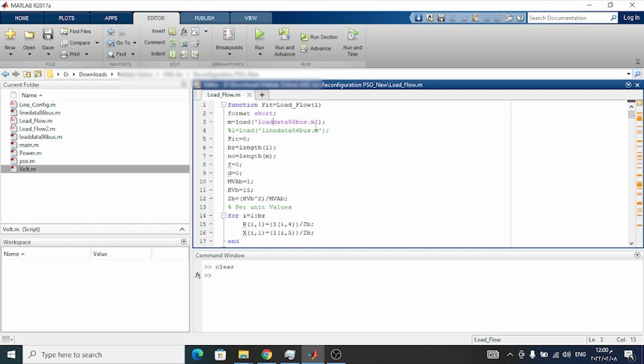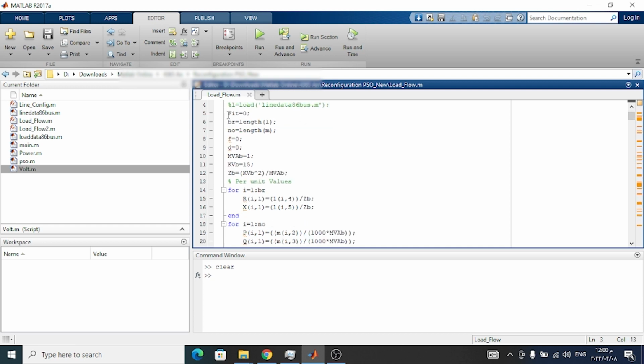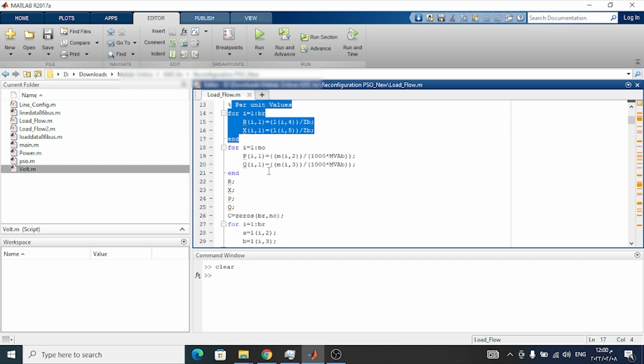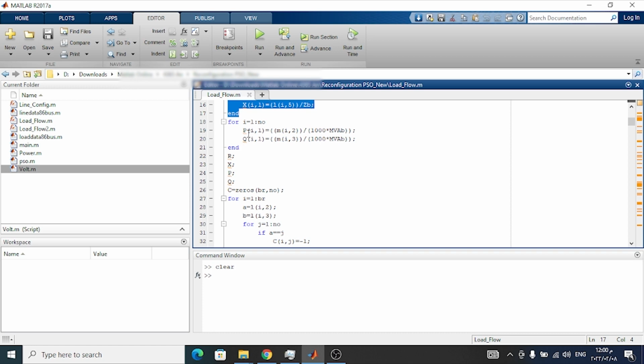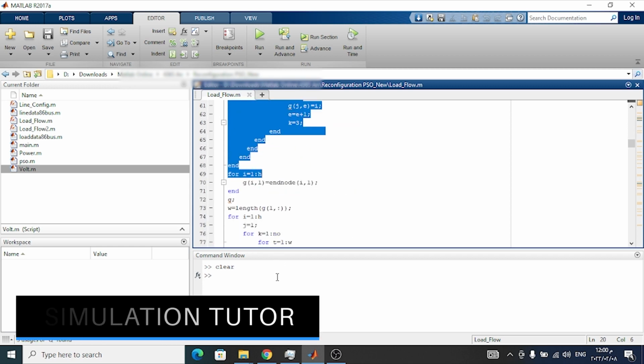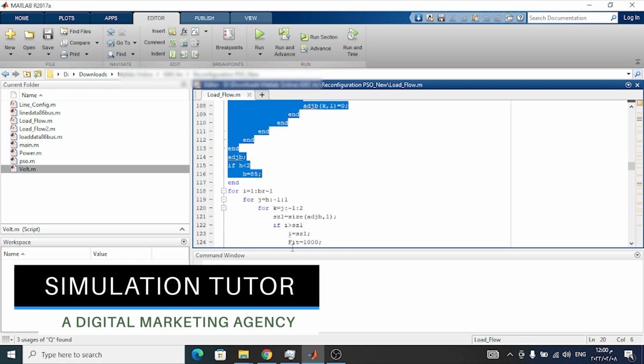We loaded the load data, and after that we defined some parameters like the MVA base, voltage base, impedance base, and after that we calculated the per unit of the resistance and reactance, and then we also calculated the real power and reactive power for each bus.